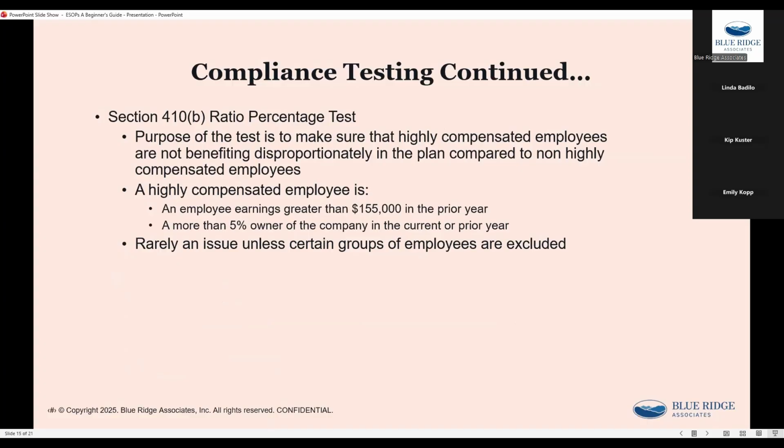Okay, the coverage testing. So section 410B ratio percentage test. This one looks at the highly compensated employees. I went over the definition in the last tab, but Blue Ridge is part of the census data and eligible compensation review is going to determine who's a highly compensated employee and who's a key employee. And we just need to make sure that the highly compensated employees aren't benefiting in a discriminatory manner compared to the non-highly compensated employees. So this is what we call non-discrimination testing. It's uncommon for there to be an issue with this test, but this is one of the ones we do.